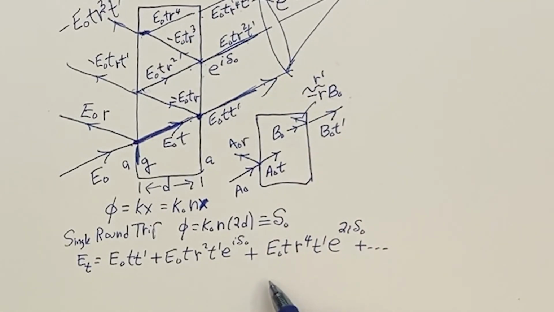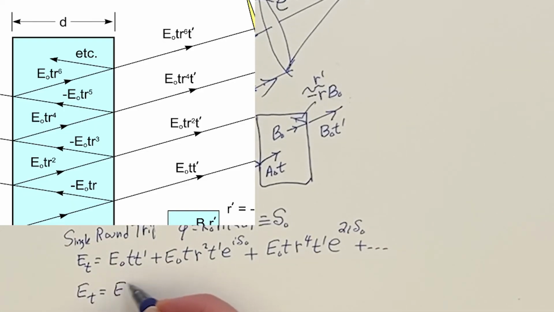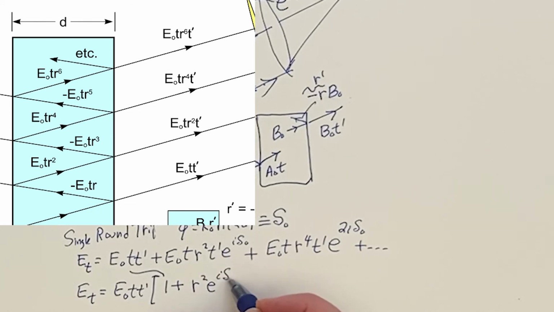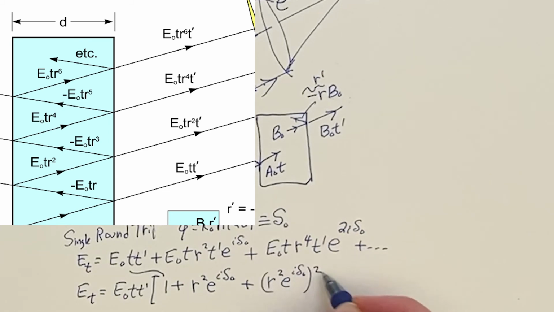All right, so that means this one, if we look at E T, we can pull out the E naught T T prime, and we'll have 1, that's this first term. And then here we're going to have the R squared with the exponential term. And here we're going to have R to the 4th, which I'd rather write as R squared, the exponential term, and have it squared. And then the next one would be R squared, the exponential term, with the cube to get the R to the 6th power, and so on, all the way out.